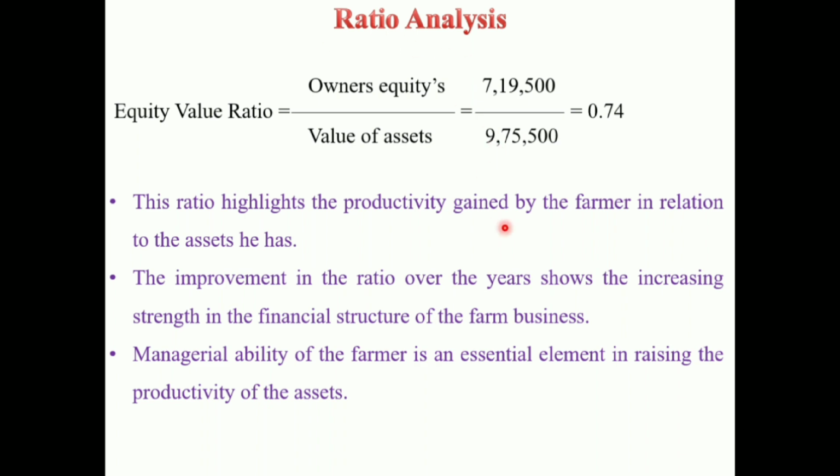Then also this ratio shows the managerial ability of the farmers, an essential element in raising the productivity of the assets. How effectively all the assets are utilized to increase the owner's equity or capital of the farmers. That's why this ratio indicates the productivity gain as well as the managerial ability of the farmers to gain maximum returns from the investment, or utilize all the farm assets effectively and efficiently. That is shown with the help of the equity value ratio. These are all the ratios which we can calculate from the balance sheet. Thank you.